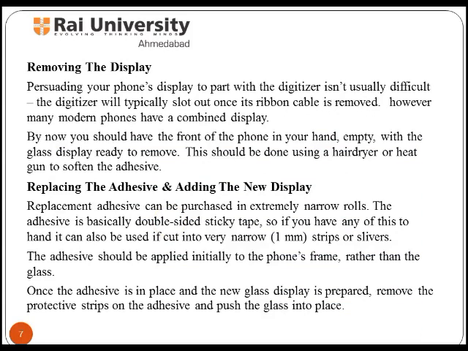Now let us identify the digitizer, which will slot out once its ribbon cable is removed. Now you should have the front of the phone in your hand, empty, with the glass display ready to remove. After this, the adhesive should be applied initially to the phone frame rather than the glass. Once the adhesive is in place, the new glass display is prepared. Remove the protective strips on the adhesive and push the glass into place.